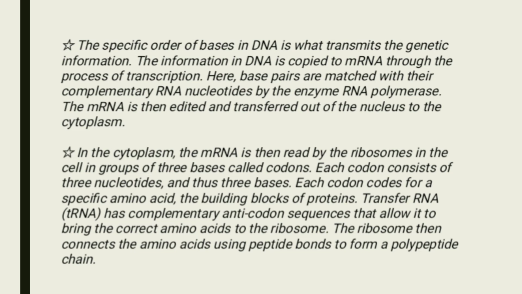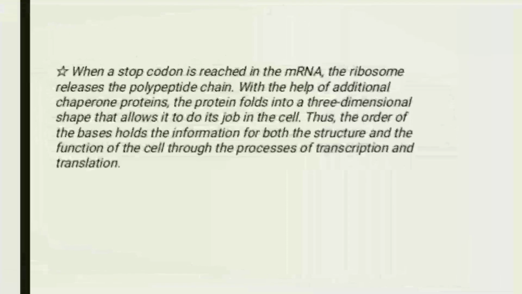The ribosome then connects the amino acids using peptide bonds to form a polypeptide chain. When a stop codon is reached in the mRNA, the ribosome releases the polypeptide chain. Stop codons are also called termination codons. These are special codons which give a signal to the ribosome that the need for protein is sufficient.